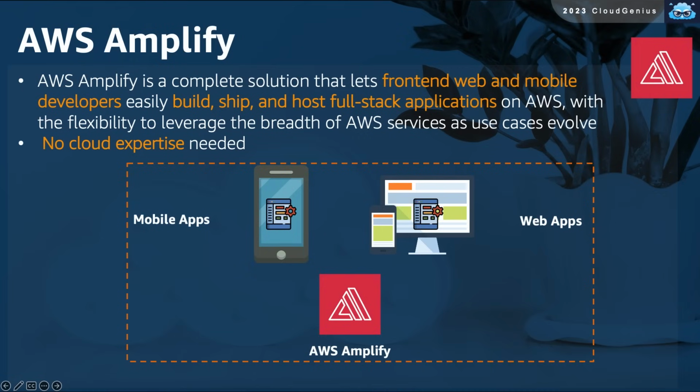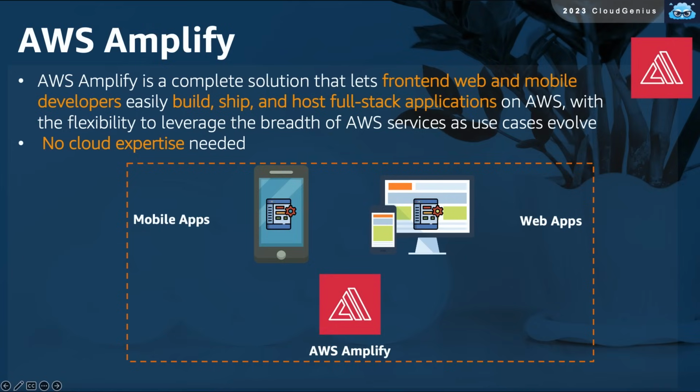AWS Amplify is a development platform provided by Amazon Web Services that simplifies building scalable and secure web and mobile applications. With AWS Amplify, developers can quickly create full-stack applications, including front-end interfaces, back-end logic, and cloud resources, using a simple and intuitive workflow. The service supports popular front-end frameworks like React and Angular, allowing developers to build dynamic and responsive user interfaces.